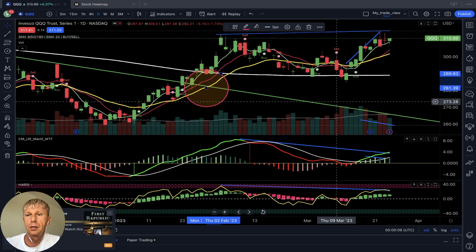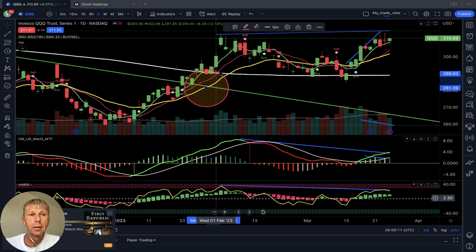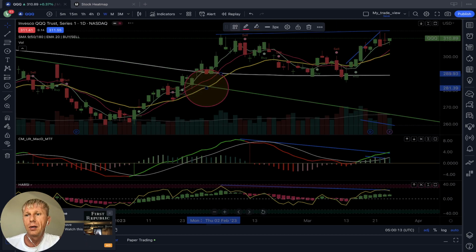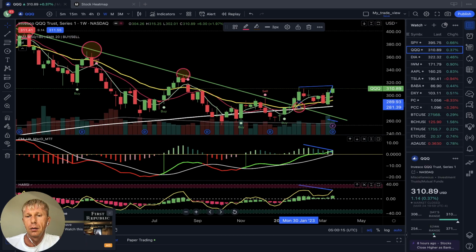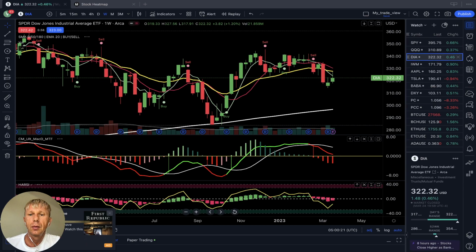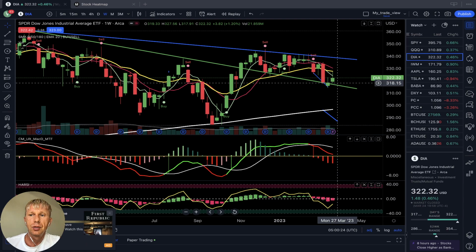Okay, let's move back. Let's move back to weekly. Yeah, it's bullish, no changes. Let's move to Dow Jones. Dow Jones, it is bearish, similar like SPY, right?